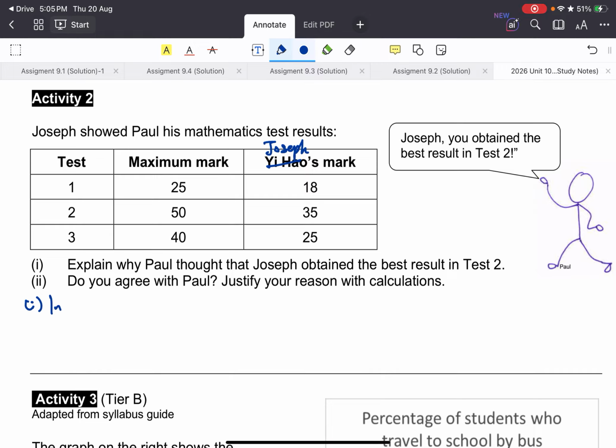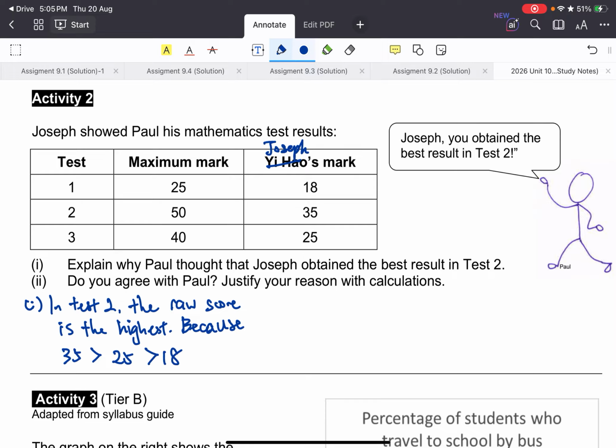In test 2, the raw score is the highest, right? Because, oops, I'm spelling "because" wrongly. This is terrible. Because 35 is greater than 25 is greater than 18. So this is what Paul did, because Paul didn't really quite understand about percentages, right?